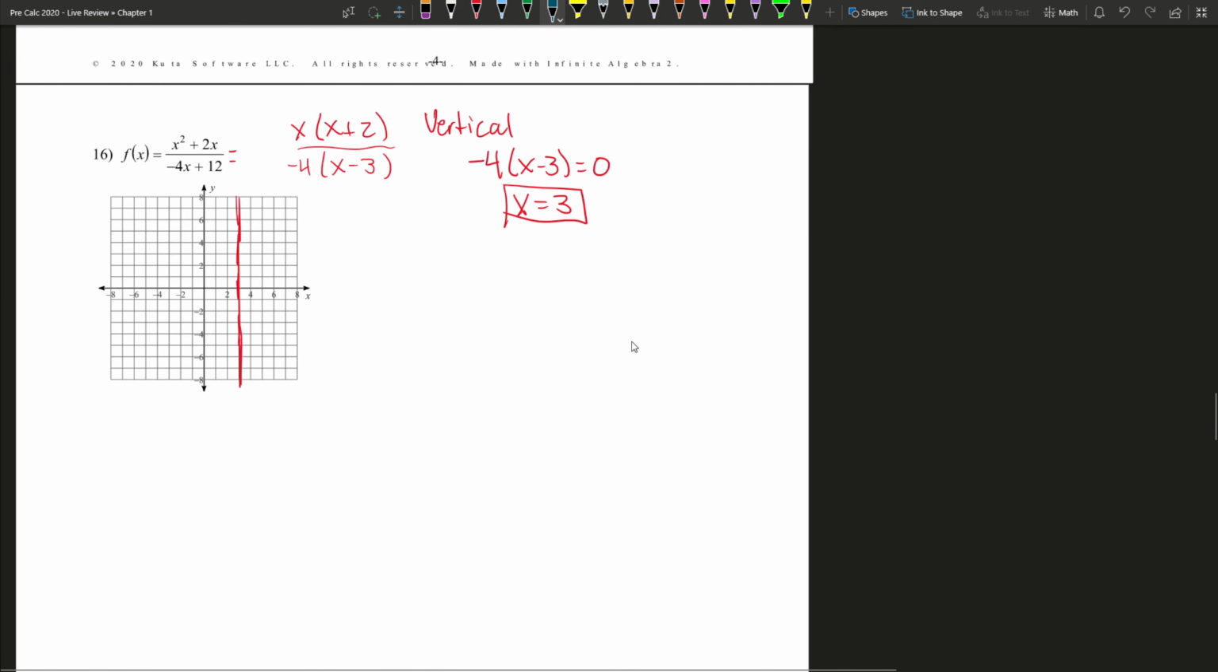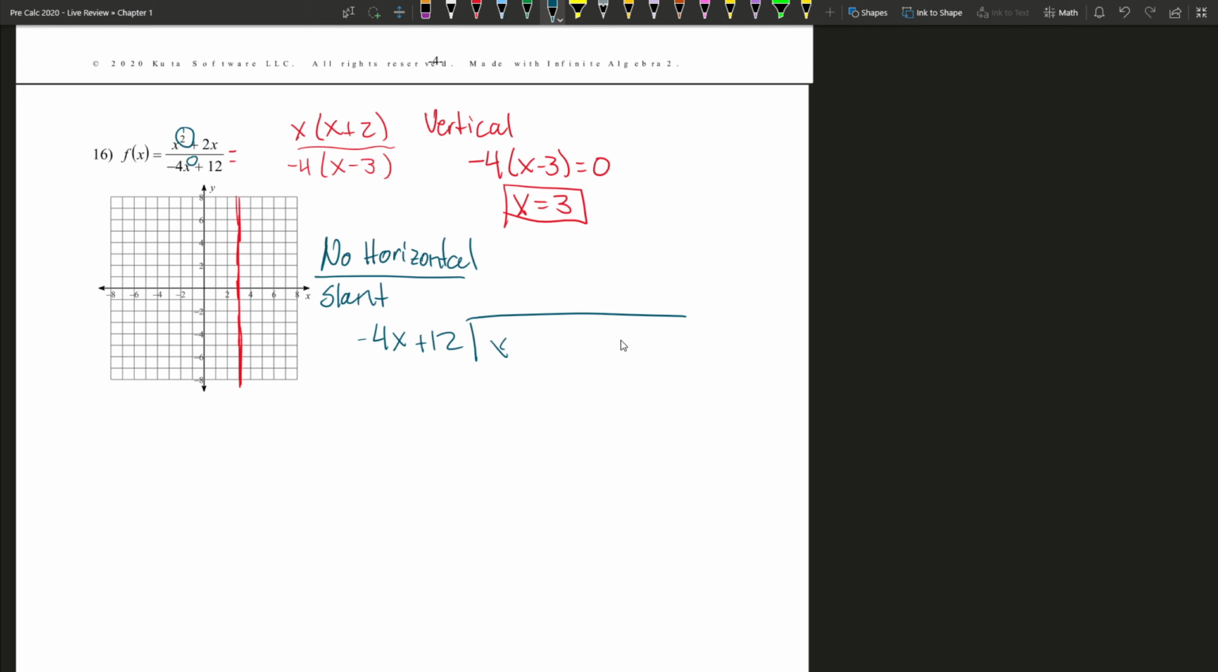Then we find our horizontal if there is one. In this case, the degree of our numerator is 2 and our denominator is 1. So that means we have a slant, right? The degree of the numerator is exactly 1 more than the denominator. So we don't have a horizontal, but we do have a slant. In order to find that slant, we just carry out this long division.